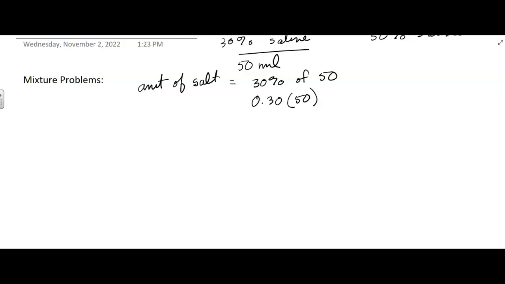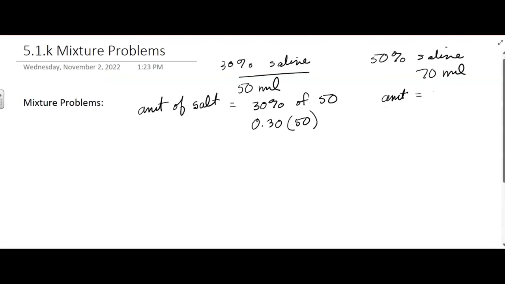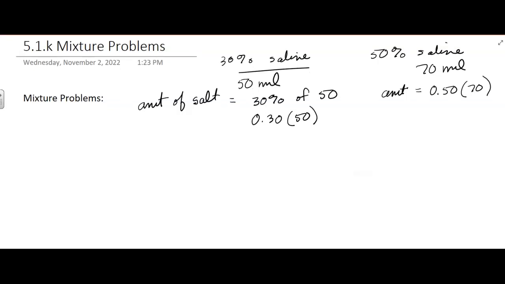Then let's say you have 70 milliliters of the other solution. The amount of salt is going to be 50%. It was 50%, you can't see that. So you make that 0.50 times the 70 milliliters, and that's how much salt you're getting from that one. Together, it'll tell you how much salt you have, right? Now, that's the idea behind these mixture problems.